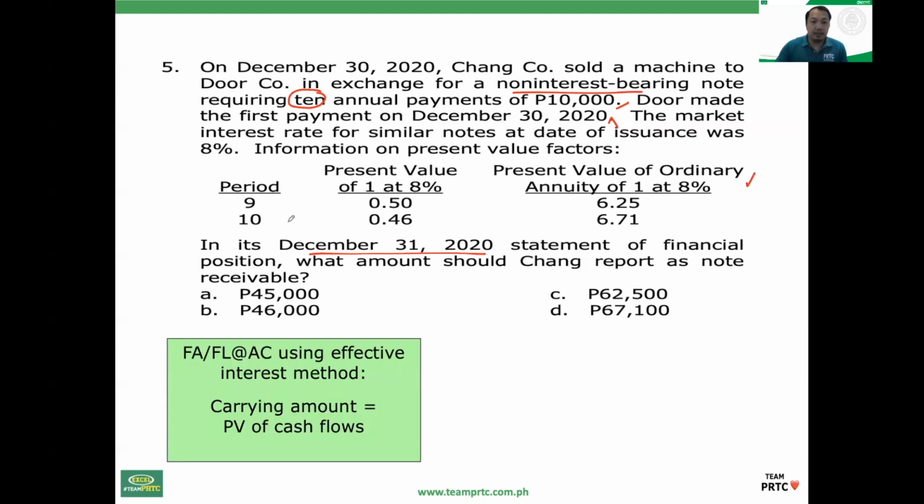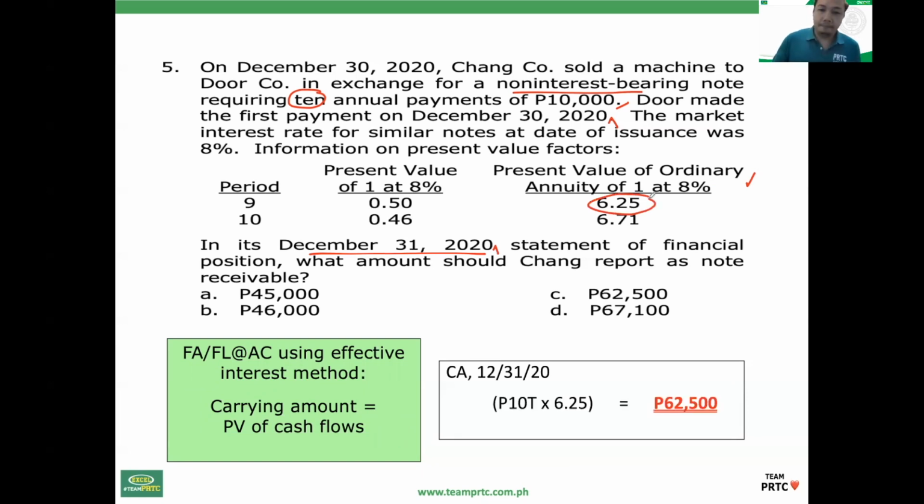Okay? So as of December 31, 2020, the carrying amount is simply the present value of the cash flows. As of 12/31/20, 9 payments remaining. So, yung 9 payments na yun, discount at 8%. Okay? 9 periods. So, 10,000 times the factor, this one. So, answer.